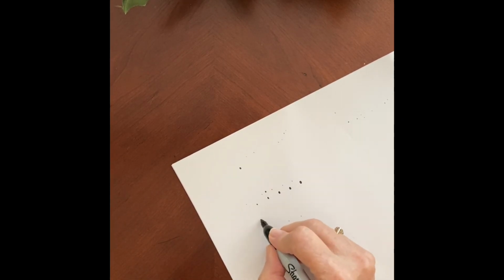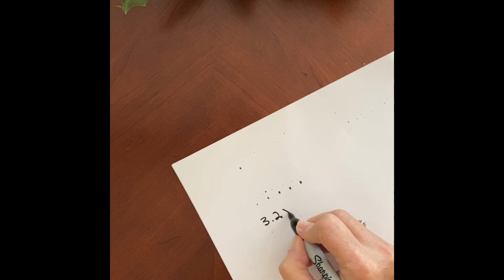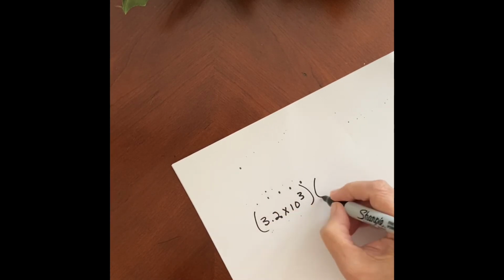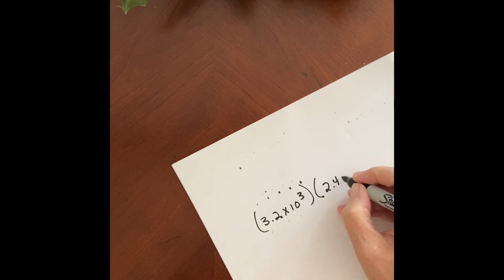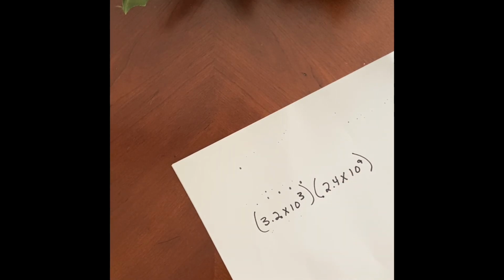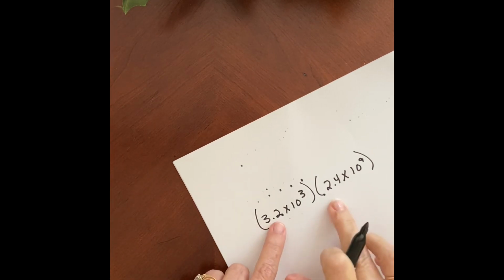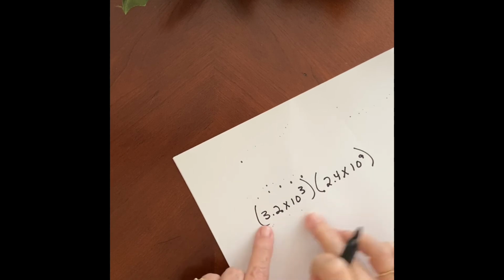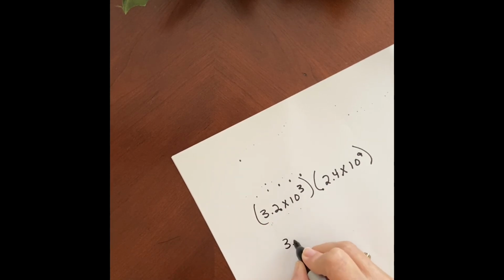Okay, let's do one. 3.2 times 10 to the 3rd. I'm going to multiply that times 2.4 times 10 to the 9th. Okay, so how do I do that? I know that I can multiply my, what do you call these things? Remember, coefficient? Do that first, okay? So 3.2 times 2.4.